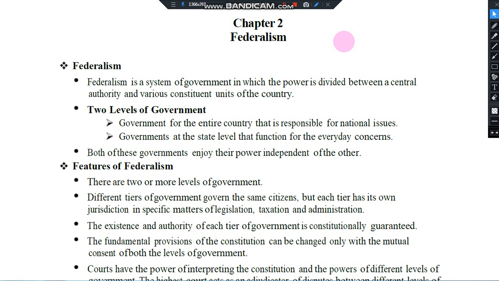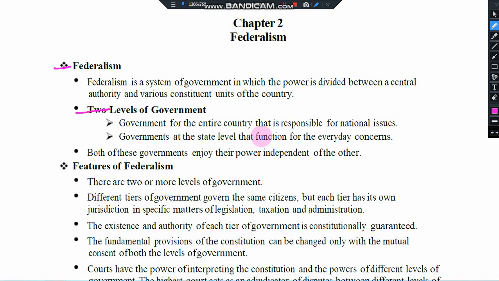Today we will be dealing with the second chapter of political science, that is federalism. Let's begin with federalism. Federalism is a system of government in which the power is divided between a central authority and various constituent units of the country. There are two or more levels of government.